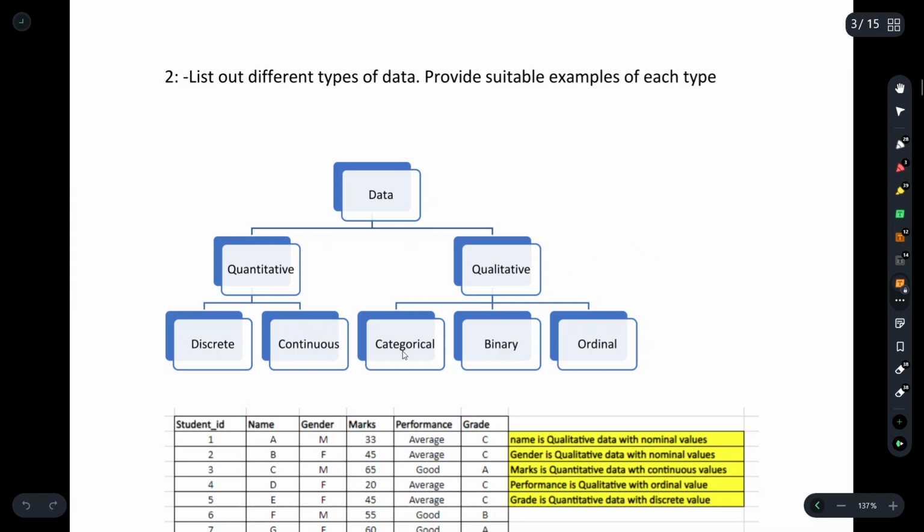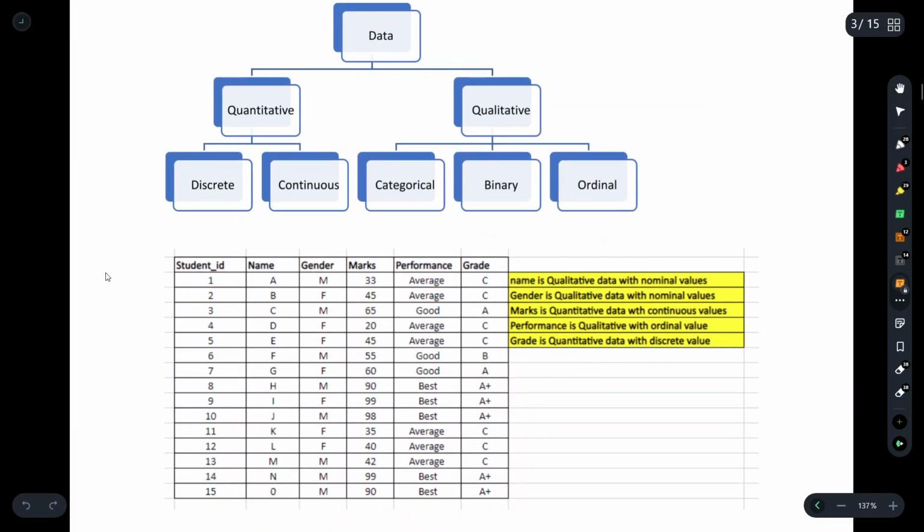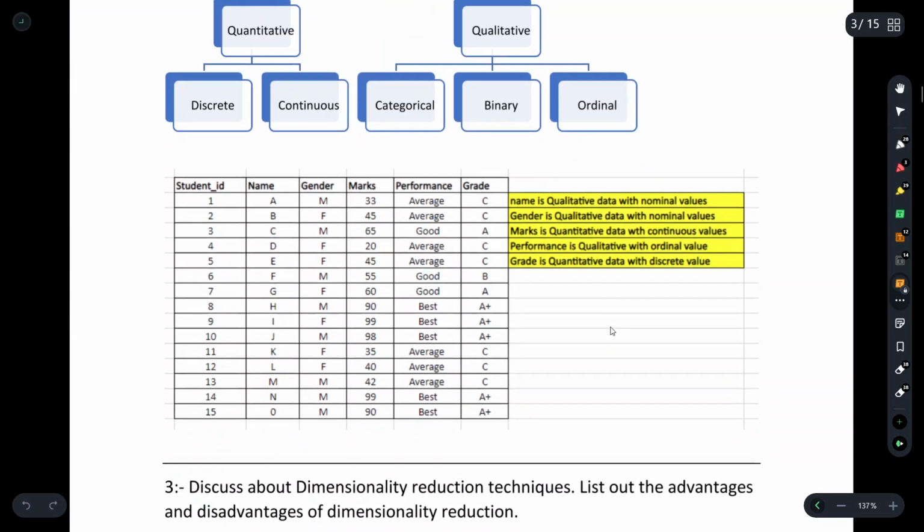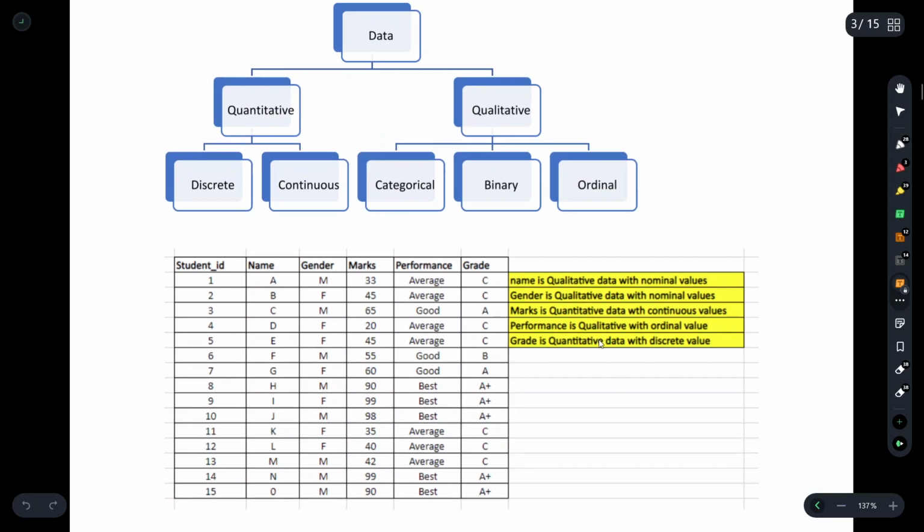Whereas qualitative is categorical, binary, ordinal. So this is a basic Excel sheet from which we can just name out the categories of the data which were present here. The name in this whole data is a nominal value. The names change with every person, right? So they are nominal. And then gender is a qualitative data with nominal values. Gender is a qualitative data, it is having some structured way, so it is only having male or female itself, with nominal values.